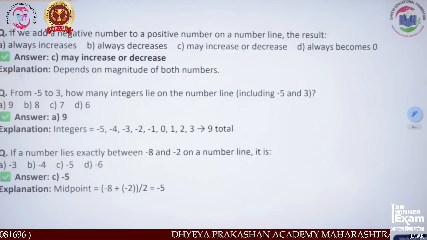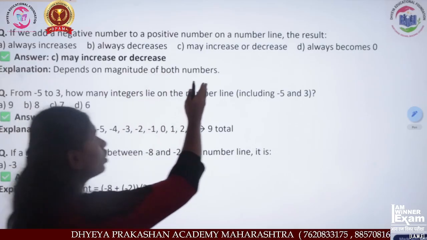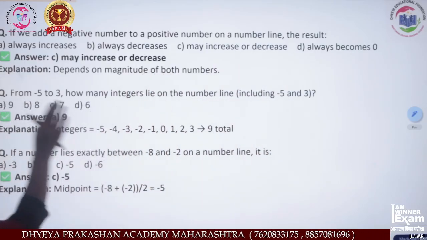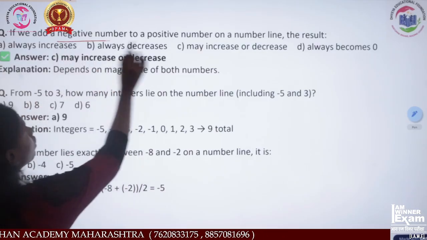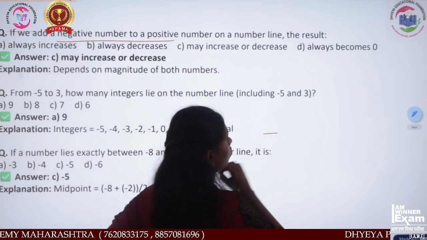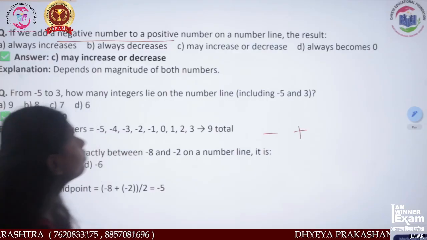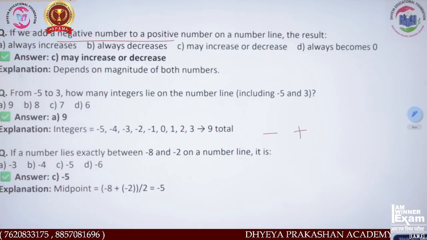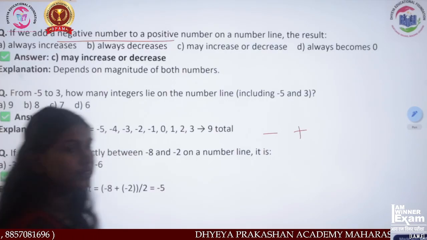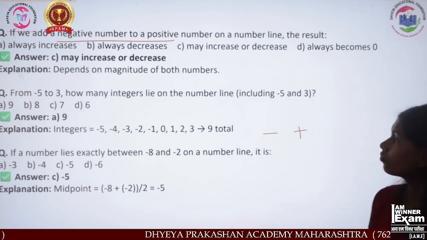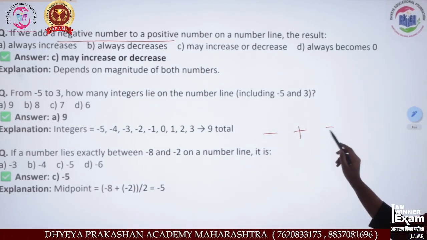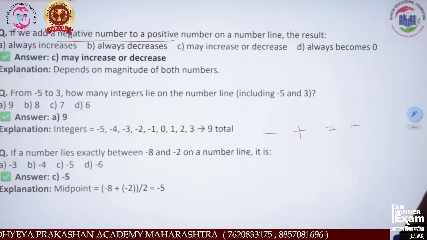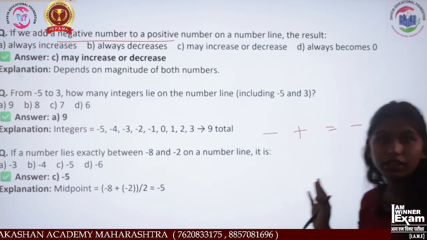Okay. Then next, if we add a negative number to a positive number on a number line, the result will always be, now this is the formula, right? Minus plus, it will be minus. But now it depends on the number.